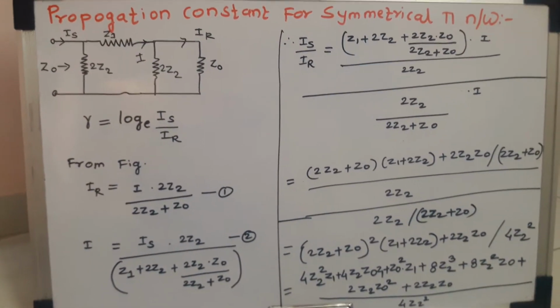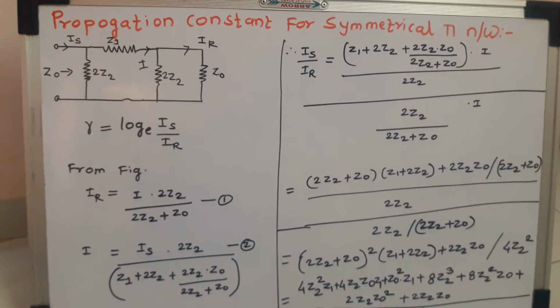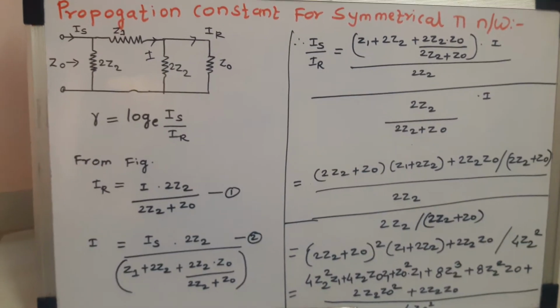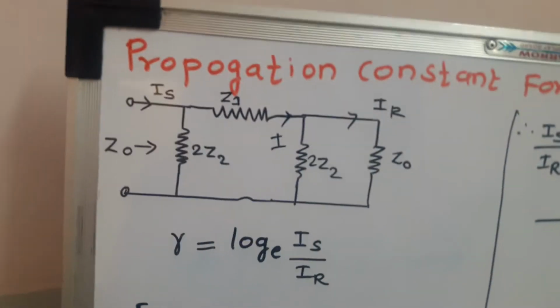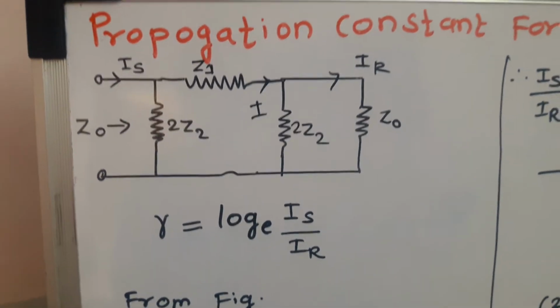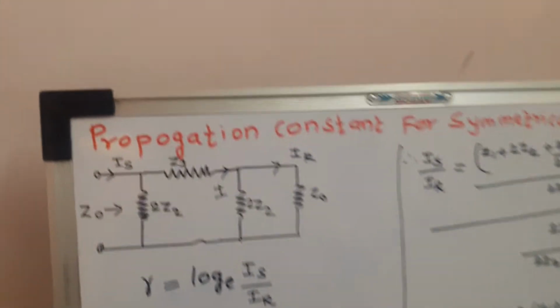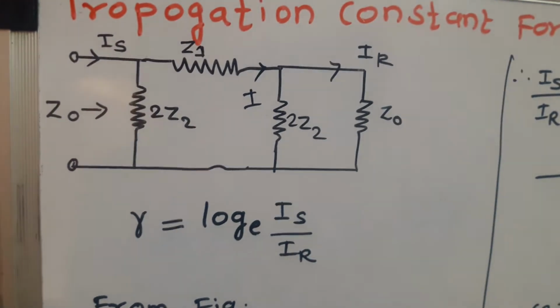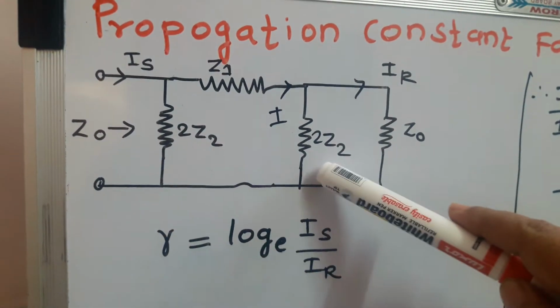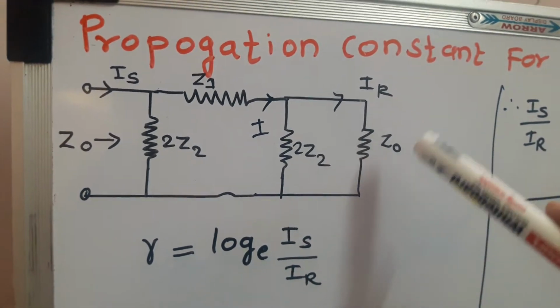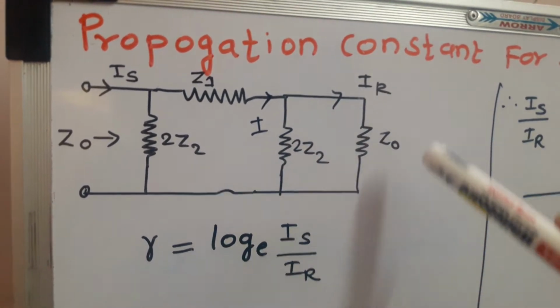Let us see the propagation constant for the symmetrical pi network. The symmetrical pi network is as shown in the figure. This is the symmetrical pi network in which the series arm impedance is Z1 and the shunt arm impedances are twice Z2, and this network is properly terminated in Z0.